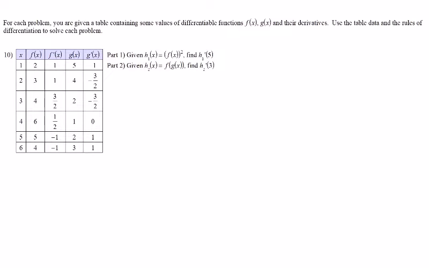All right. So here's number 10. Basically, we have these differentiable functions, which means we just find the derivatives of them, right? And then we're given this table of values of functions and the derivatives. So we're given, when x equals 1 through 6, f of those numbers, and f prime of those numbers. The same thing with g of those numbers and g prime of those numbers, right?